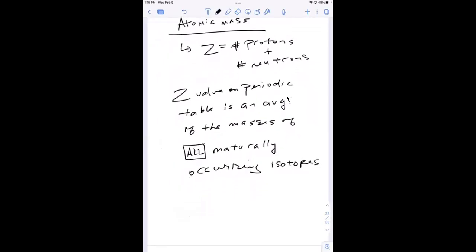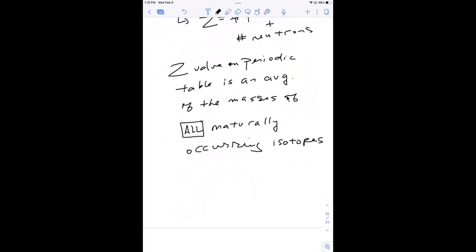I think I misspelled occurring this morning. I'm embarrassed by that. That's okay. There's no spell check on Notability, but it's great.